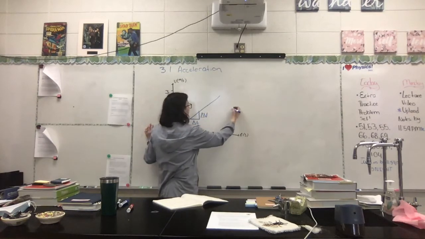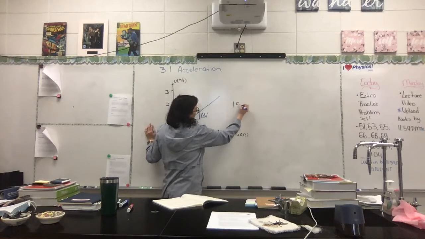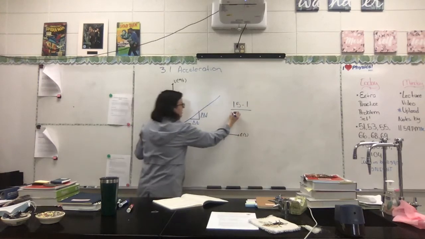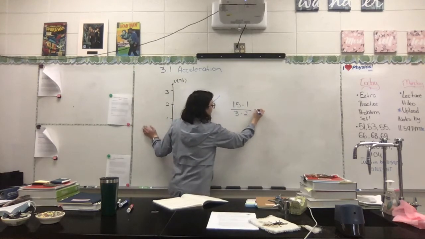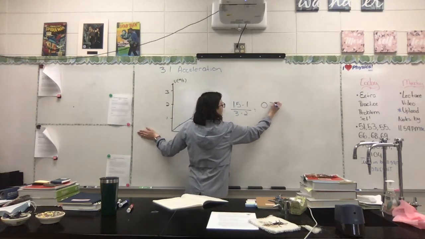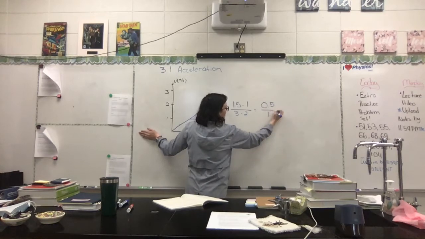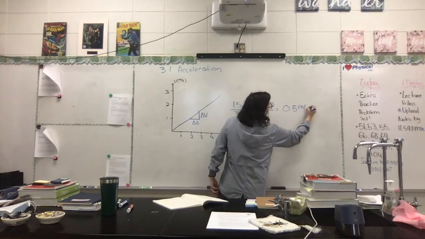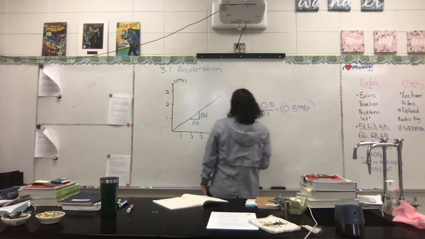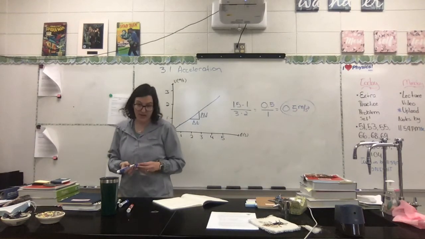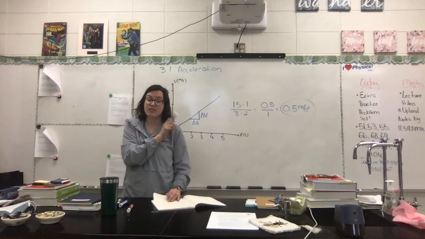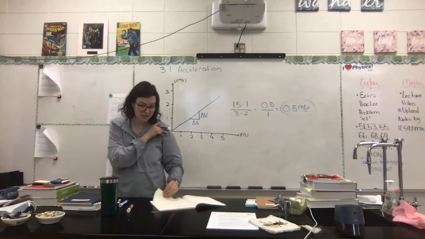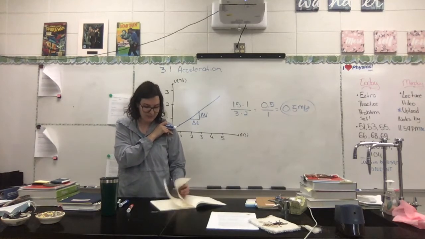So on our rise, we end at 1.5 and we started at 1. And then on our run, we end at 3 and we started at 2. So we're going to get 0.5 over 1, which means that our acceleration is 0.5 meters per second squared, okay? Because velocity versus time graphs, their slope gives us acceleration, all right?